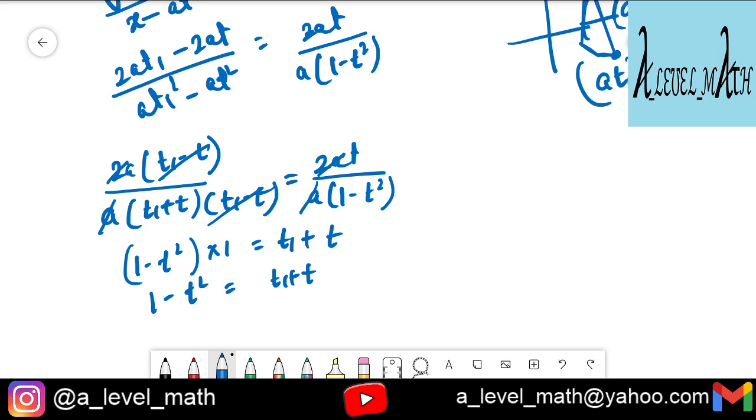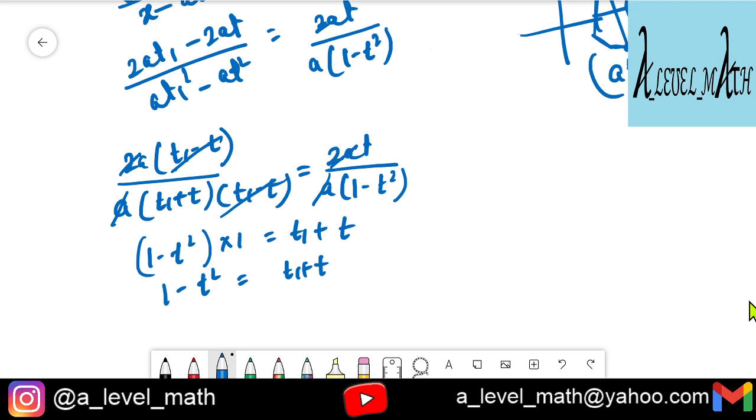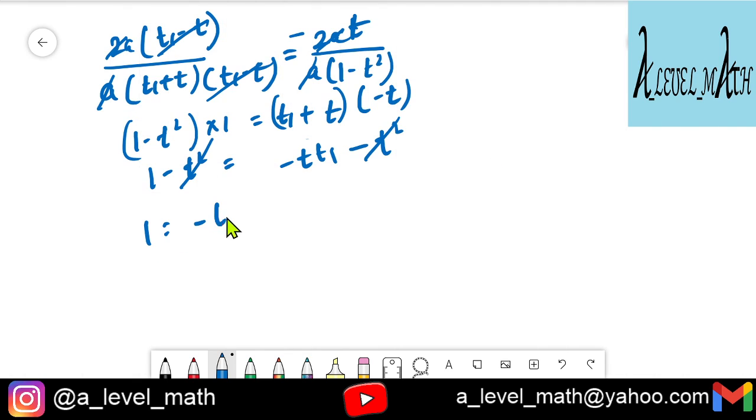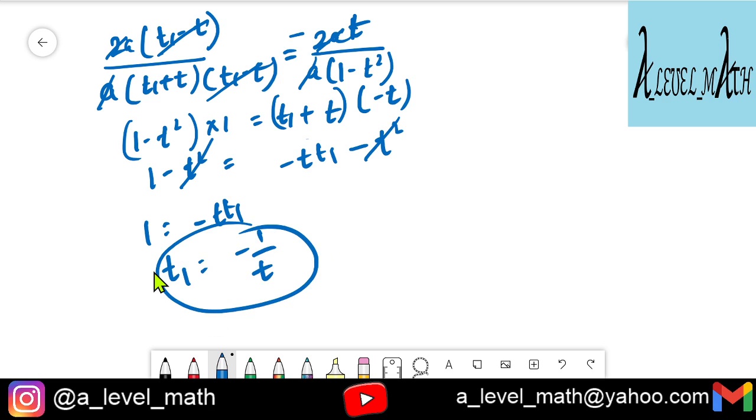Did I make some mistake over here? Oh yeah, I missed a minus over here and t is still left out. So I need to multiply this thing with a minus t. So on the right hand side, I'll have minus t1 minus t square. Minus t square cancels out. So I have minus 1 is equal to minus t1, or I have t1 is equal to minus 1 by t. This is the relationship between t1 and t, which we have figured out.